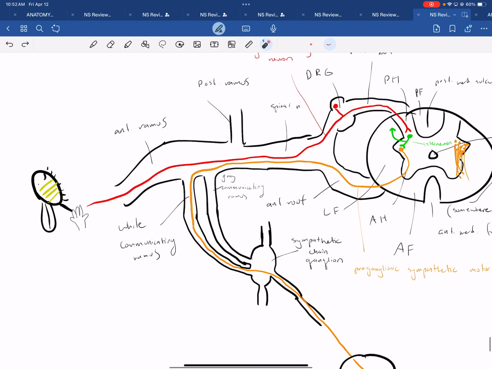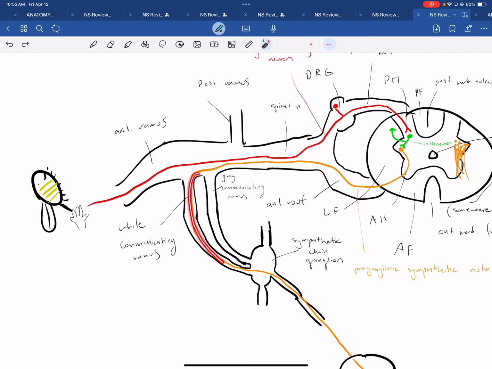The way to remember which one is first is the spinal cord is gray, like in the middle. Gray matter is more medial, so the gray matter structure is more medial, right? The white matter structure is more lateral. The on-ramp to the sympathetic chain is the white communicating ramus.